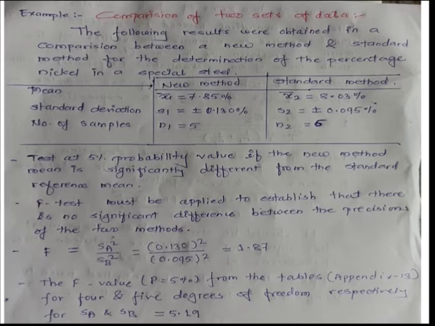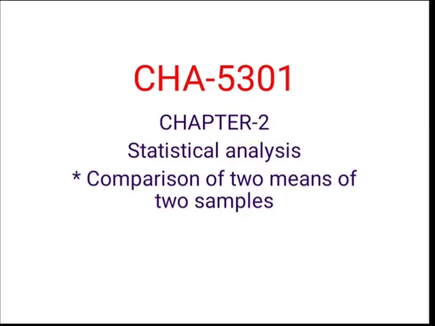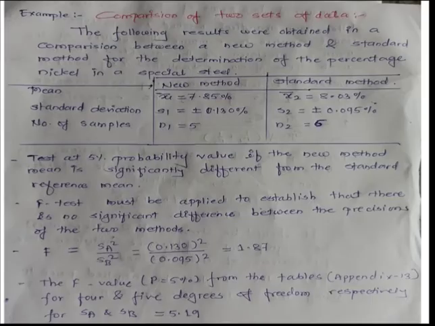Here one example is given. The following results were obtained in a comparison between a new method and a standard method for the determination of the percentage nickel in a special steel. Here the new method, which is performed by analyst 1, and this one is a standard method or the reference values were written.